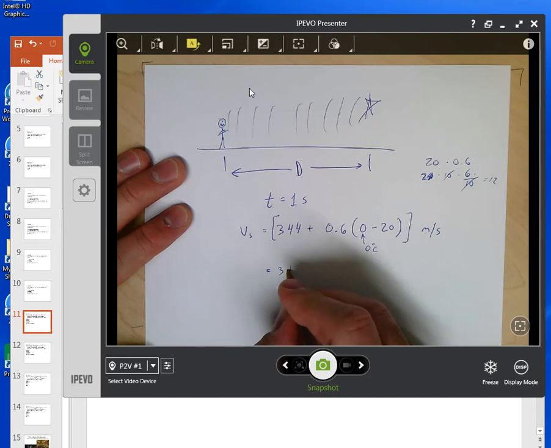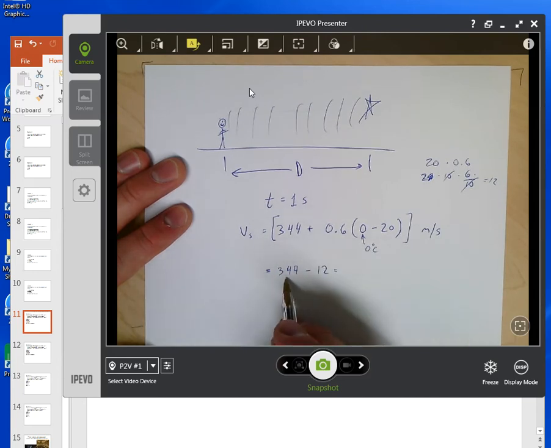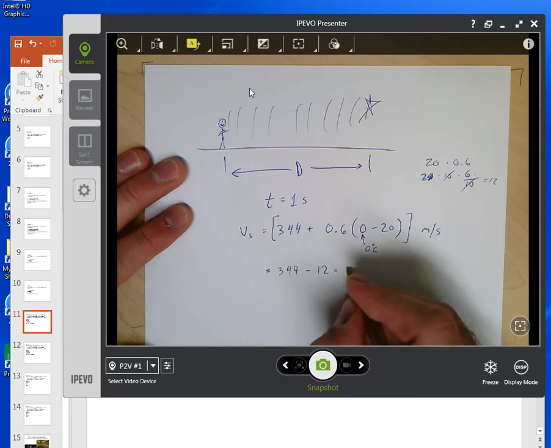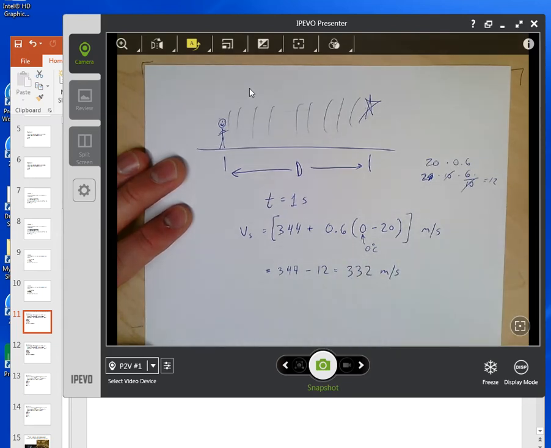So, all right, 344 minus 12. Here's a little chance for me to see if I can do things correctly in my head. Looks like it's 332 meters per second. So even though we weren't given the speed of sound explicitly, it does look like I'm able to figure out what this speed is, just based on the temperature alone. So that's kind of cool.